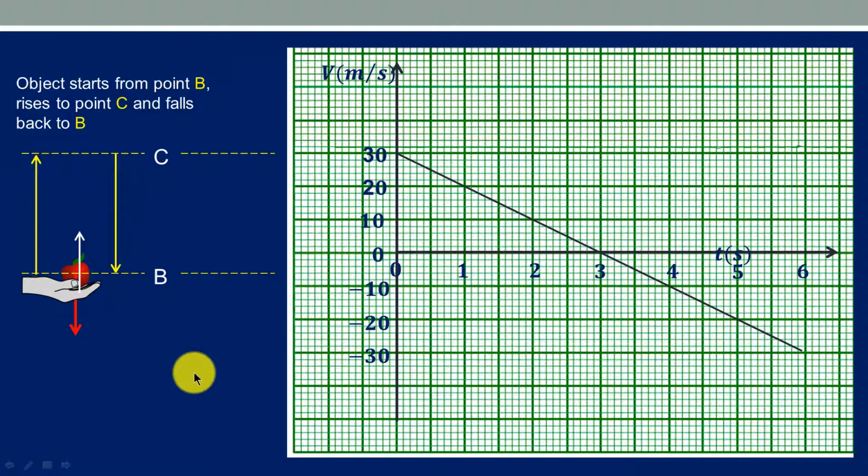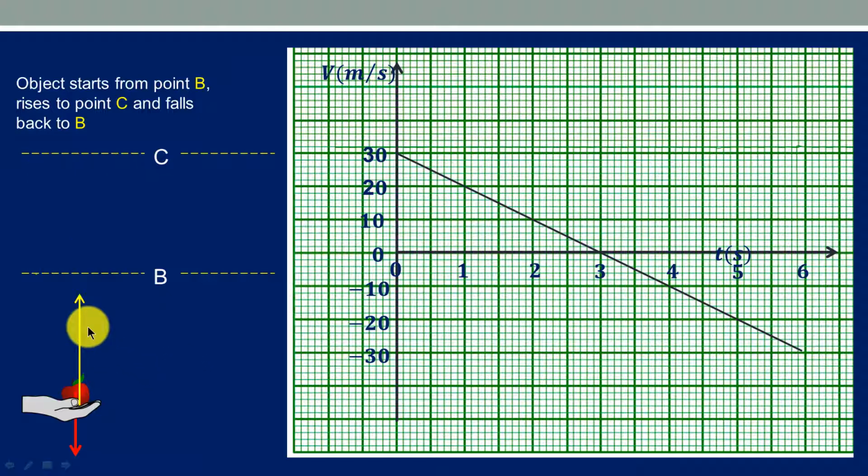Do you see what has happened? Let's repeat the simulation again. I want you to concentrate on the forces only. For the moment, do not concentrate on the distances which the object rises and falls. Just concentrate on the two forces, this force and this force. And here we go.